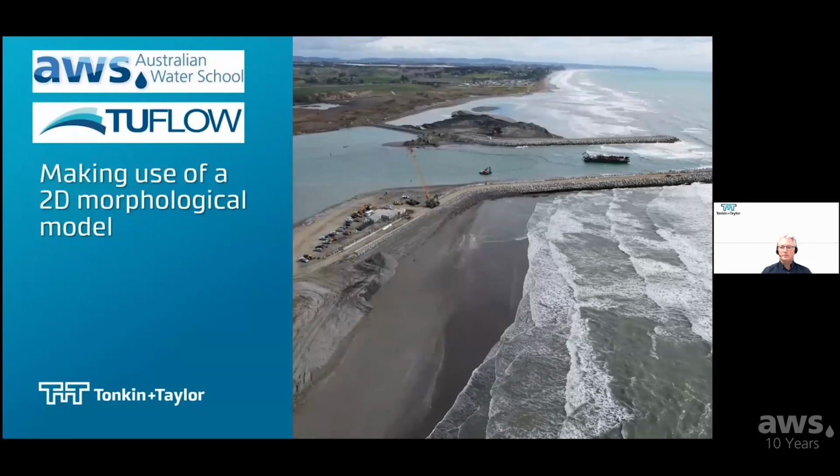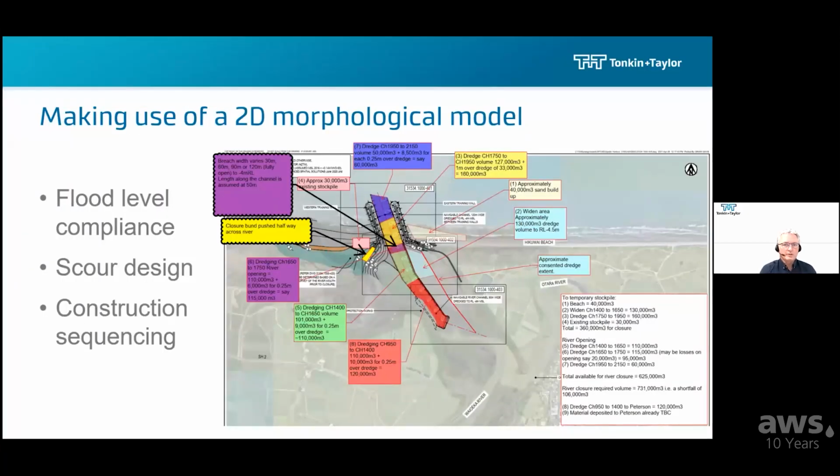So just to move on, there are 3 elements of this model use that I'm going to discuss with you. They're the bullet points on the left there. Flood level compliance. So that's making sure that we are not worsening a flood risk to a particular area as a consequence of building some new works. There's some scour design where we use the morphological model for that. And then what I think is quite an interesting element, construction sequencing, recognizing that construction of certain projects can take quite a long time, sometimes years, and Mother Nature moves during that time as well.